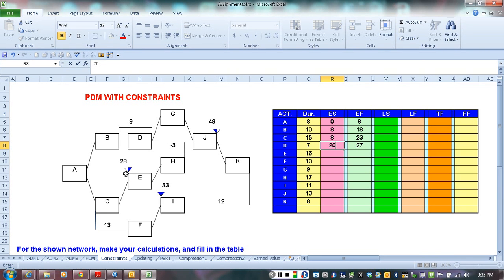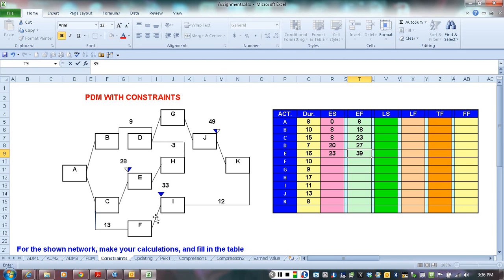First of all, this is a late date constraint, so it does not have any effect whatsoever in the forward pass. So in the forward pass, it is as if it does not exist, because the left side of the triangle is white, not shaded. So we're going to follow the calculations. Therefore, we're going to have 23 for the start of activity E. Its duration is 16 days, so it's going to finish on day 39.